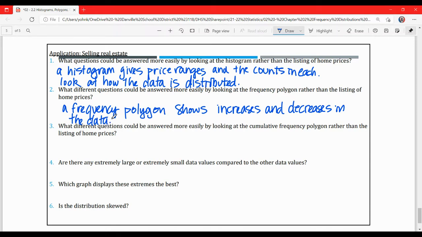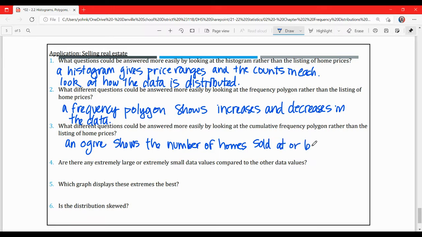Number 3, what different questions could be answered more easily by looking at the cumulative frequency polygon rather than the listing of home prices? And remember that a cumulative frequency polygon shows the number of homes that are sold at or below a given price. So we'll call it an ogive for writing's sake. An ogive shows the number of homes sold at or below a given price.